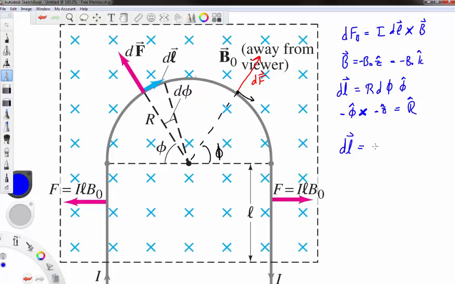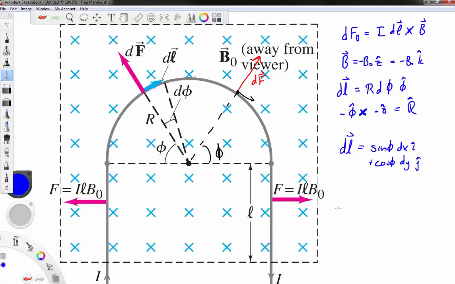Well, in Cartesian coordinates, you'd have dl is equal to essentially sine of phi times dx in the i hat plus cosine of phi times dy in the j hat direction.